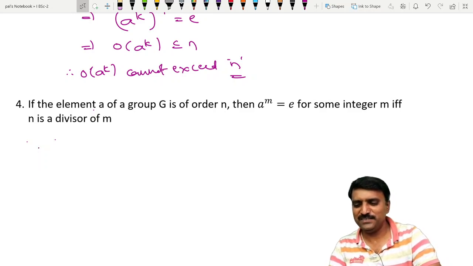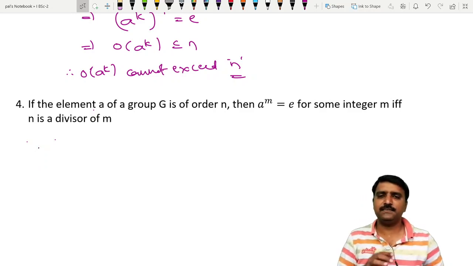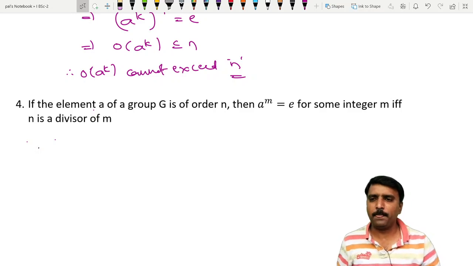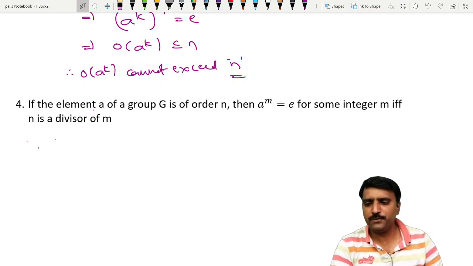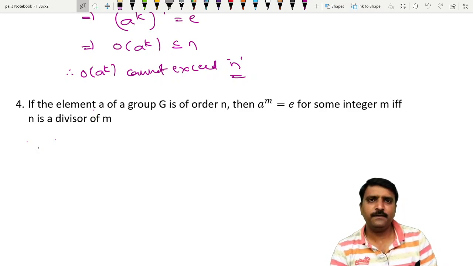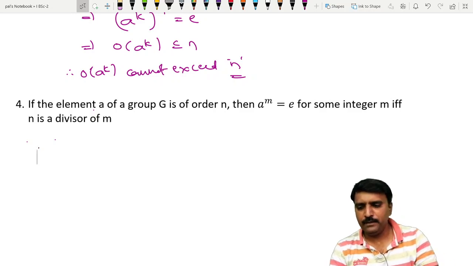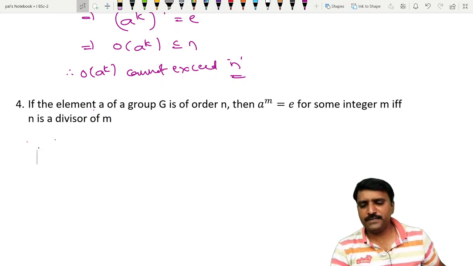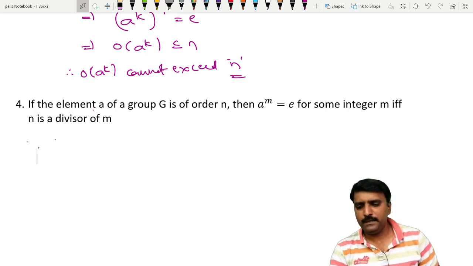Okay, so to prove this result, or to prove this property, what do we have to prove here? If n is the order of an element a, and if a to the power of m is e, the identity element, then we have to show that n divides m. Let n be a divisor of m, that is, n divides m. So, proof of this theorem.